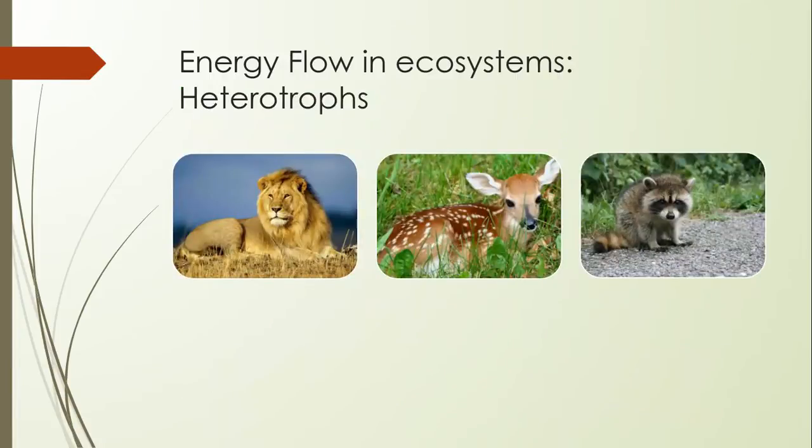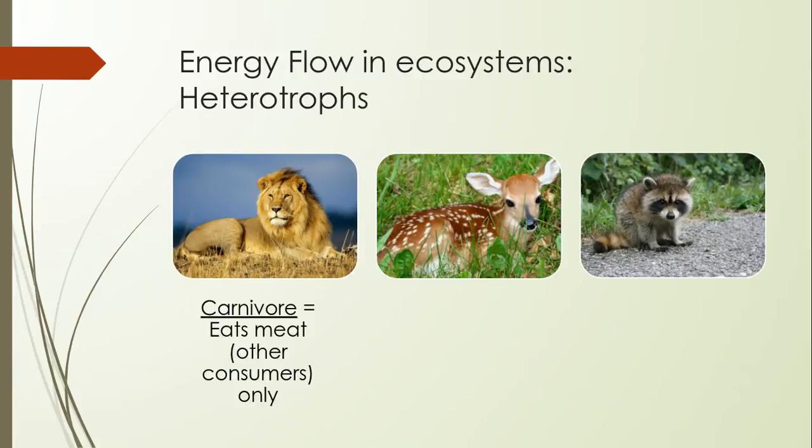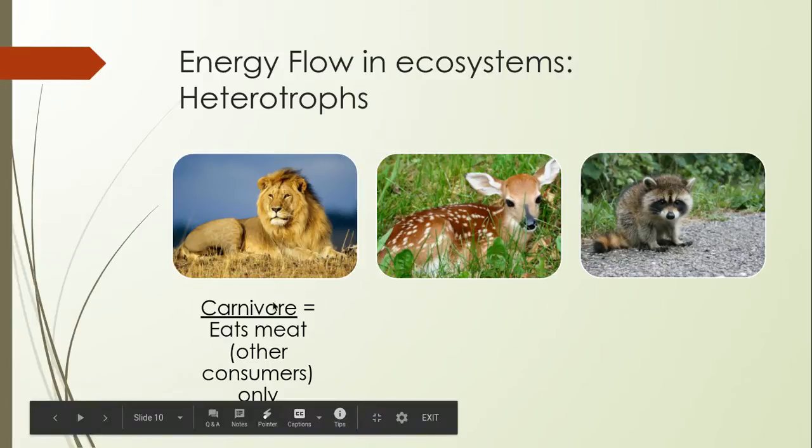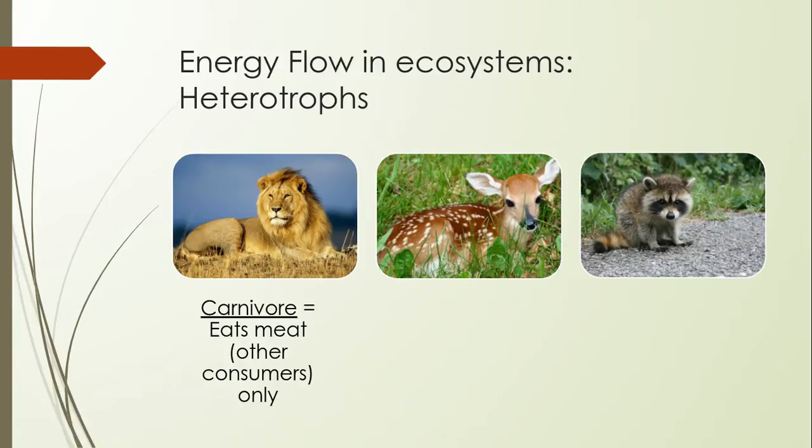So there's a couple types of heterotrophs that we can differentiate between. We can start here with this lion. And this lion is an example of what is called a carnivore. And carnivores are just organisms that eat meat. So they pretty much only eat other consumers. So the lion preys, it's a predator on other consumers, and of course consumes only their meat.